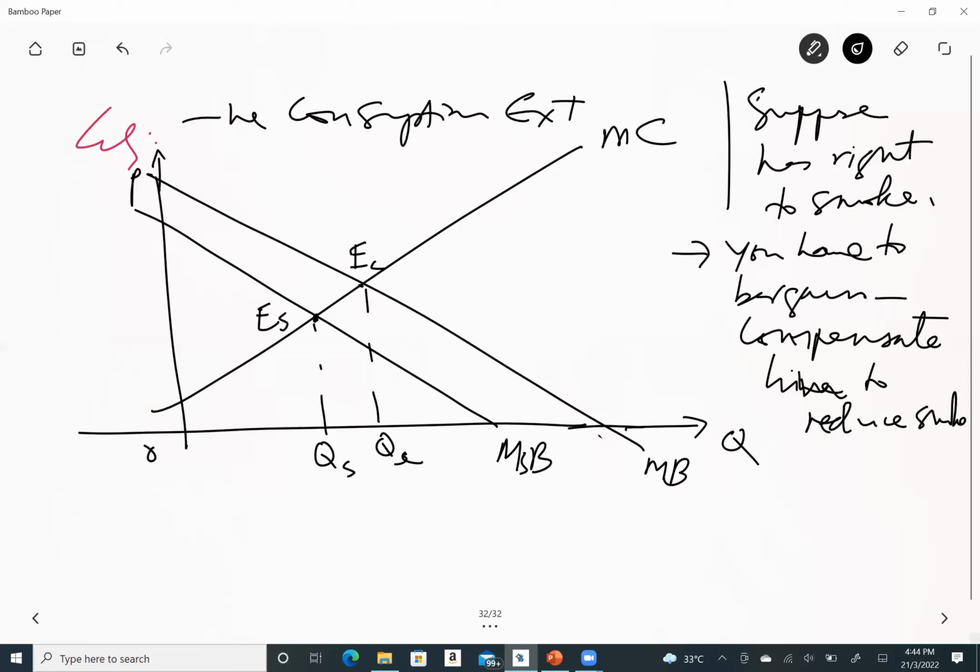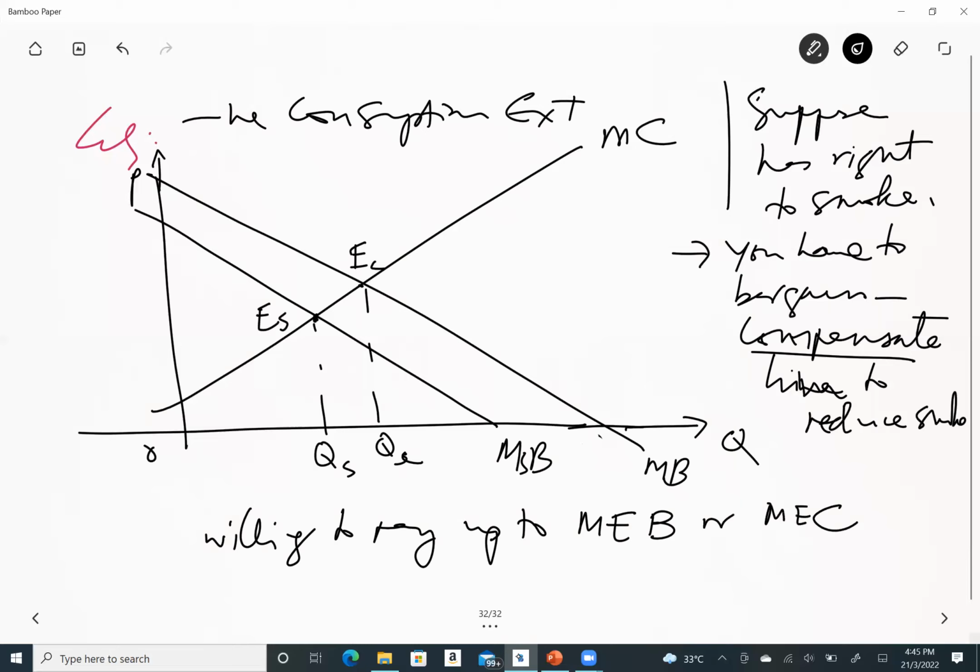Now, what is the compensation? You're willing to pay him up to the marginal external cost, or marginal external benefit, so that he reduces the quantity of cigarettes. This is just an example. In the general case, it is to reduce the quantity.